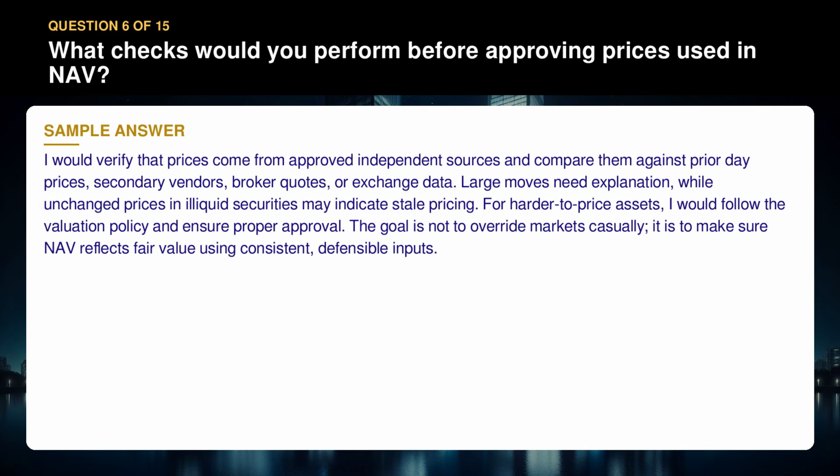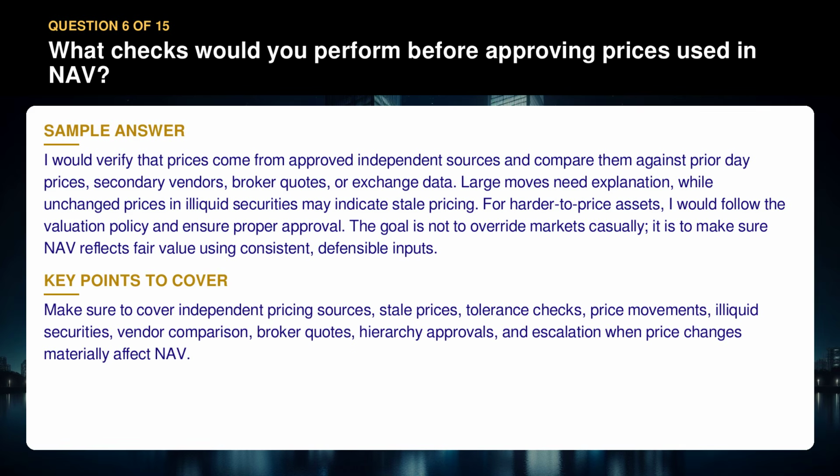For harder-to-price assets, I would follow the valuation policy and ensure proper approval. The goal is not to override markets casually. It is to make sure NAV reflects fair value using consistent, defensible inputs. Make sure to cover independent pricing sources, stale prices, tolerance checks, price movements, illiquid securities, vendor comparison, broker quotes, hierarchy approvals, and escalation when price changes materially affect NAV.